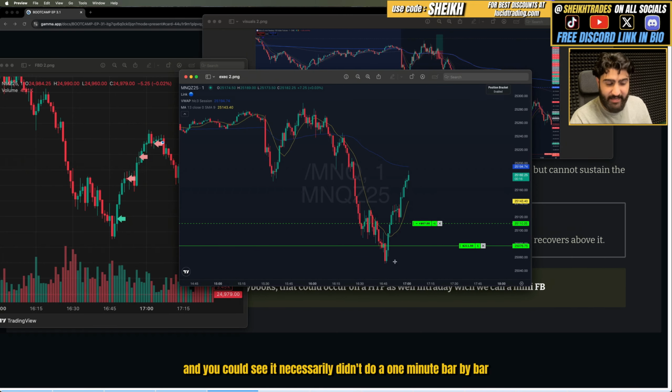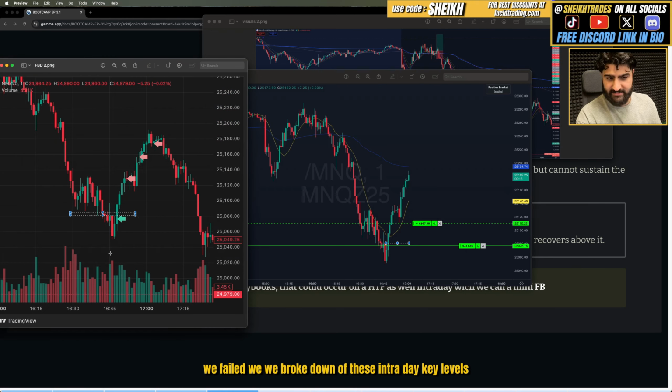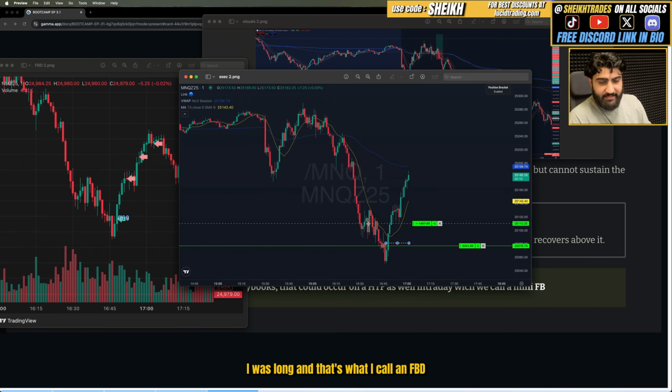Gorgeous trade. And you could see this is my executions. Take a trade here, and you could see it necessarily didn't do a 1 minute bar by bar, which if it did, I'm okay with taking it. Even if I didn't take it, I would 100% have taken it if it did a 1 minute bar by bar. But it did a mini FBD, and that's already enough for me. I already know, okay, we failed to go lower. We broke down of these intraday key levels. And once again, I'm talking to you out of context. So I'm not going to go into why I went long, what my reason was. I'm just going to show you that I went long with the FBD model, and you could see that it worked. And then later we're going to go into the context of everything. I went long, and that's what I call an FBD.